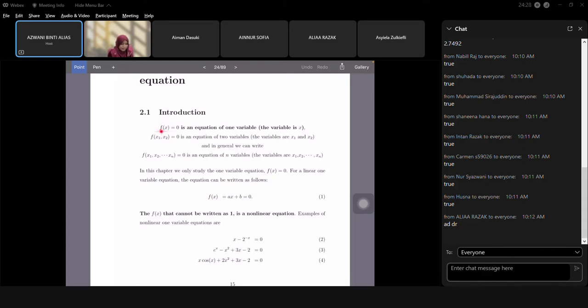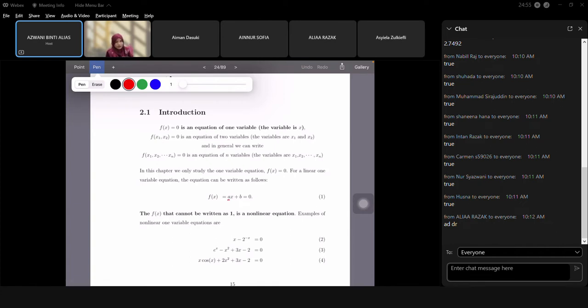For a linear one variable equation, the equation can be written as equation 1. So ni adalah linear equation, ax plus b. Ax plus b, linear equation. So straight line je lah. Straight line dependent on the value of a.